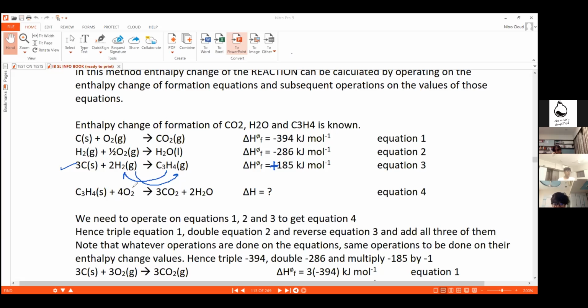Next, after propyne, I look at oxygen. So I want 4 moles of oxygen on the left hand side. Which equation has oxygen here? Nobody wants to answer? The first one. Nobody wants to open their mouth and take some trouble and answer the question?